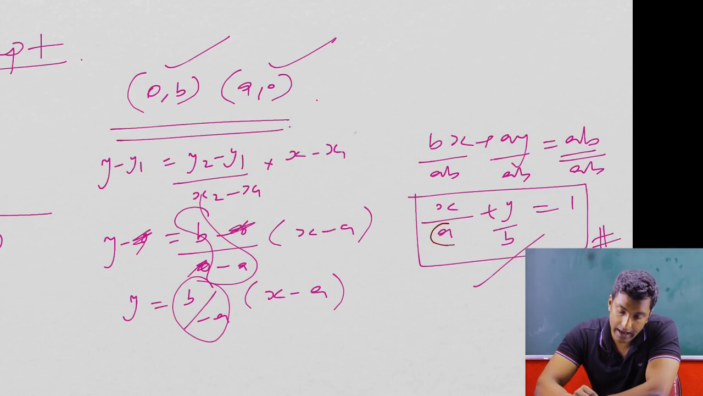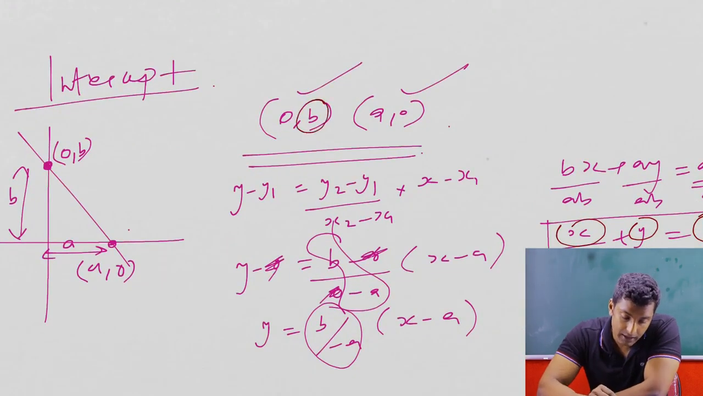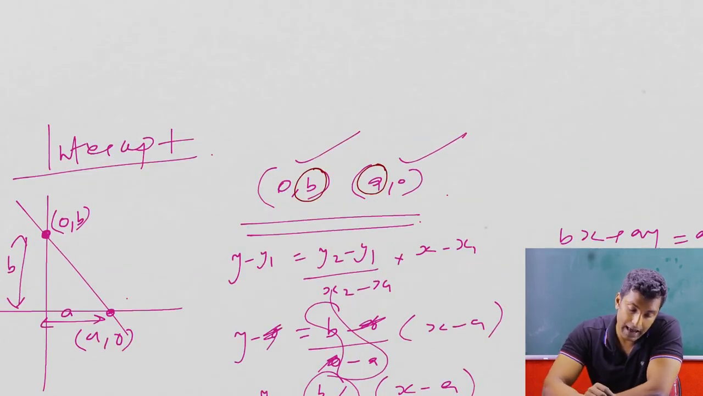So what is a here? a is the x-intercept. What is b here? b is the y-intercept. So this is x, this is y. Like you can see here, this is the y-intercept and this is the x-intercept. Once this is known to you, you can directly write.